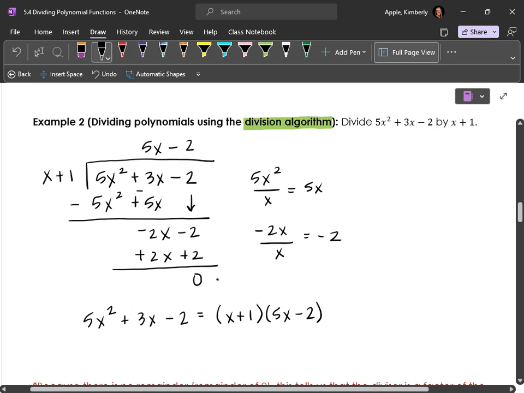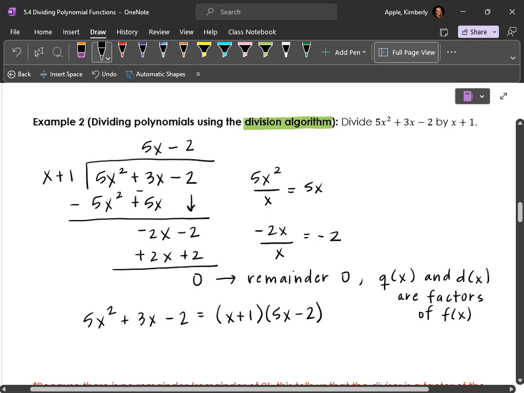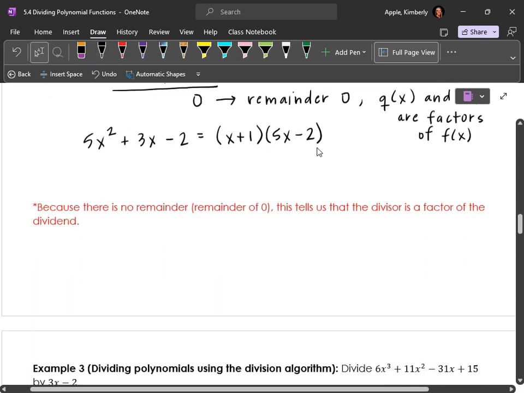So notice this is just the factored form of this. And so if the remainder is 0, then both the quotient and the divisor are factors of the dividend f of x, right? So that's pretty valuable. That's another way to factor something, is using division. And so that is that, okay?